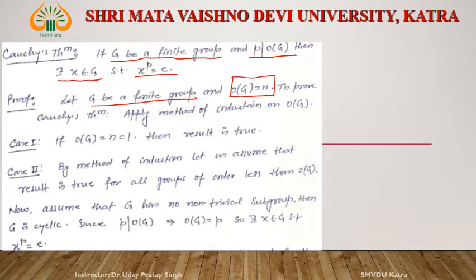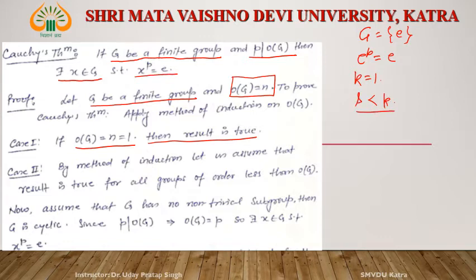If the order of G is 1, then the result is true. Order of G is 1 means G contains only the identity element. Then e to the power P is always identity, so the result is true. Now, what does the method of induction say? It says that if the result is true for k equal to 1, let us assume that the result is true for all numbers s which are less than k.